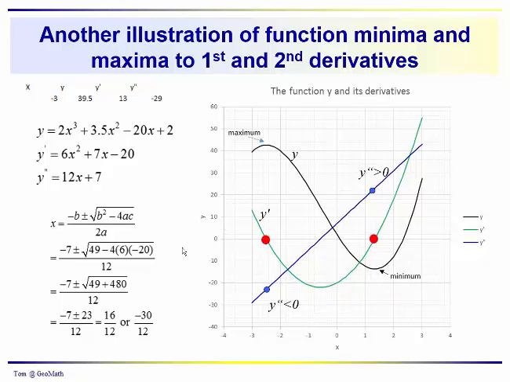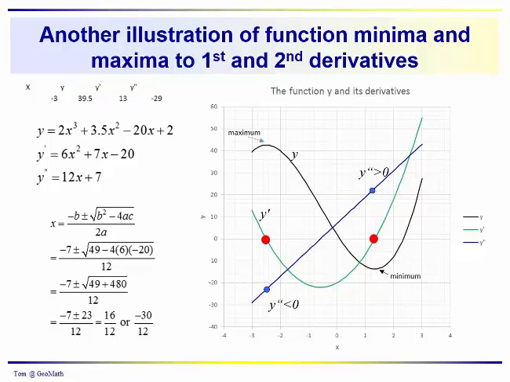Okay, so let's take a look at another function. We have a little bit more complicated function here. It has both a maximum and a minimum. And then we take a look at its first derivative. The first derivative over here is a quadratic, and it has two roots, two values of x where y is equal to 0. Those two values of x are plus 1 1/3 and negative 2.5. So here we are at negative 2.5, and here we are at plus 1 1/3.